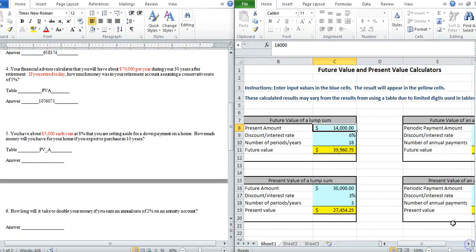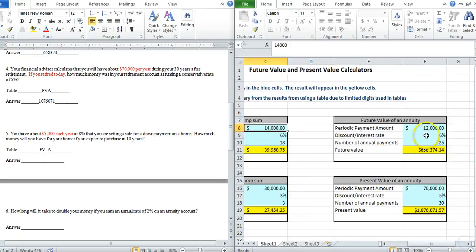Oops. And key in the numbers. 5,000 at 8% for 10 years. Answer, 72,432.